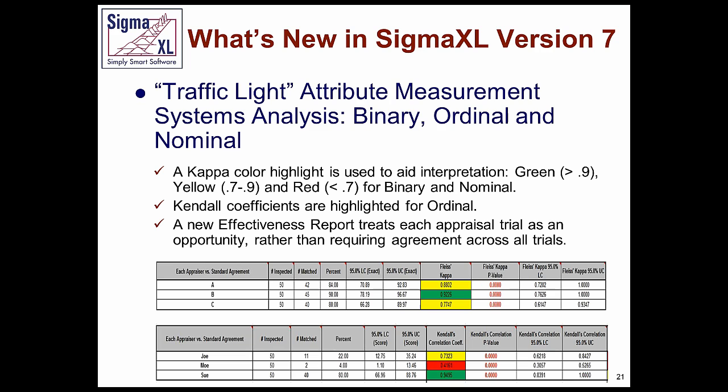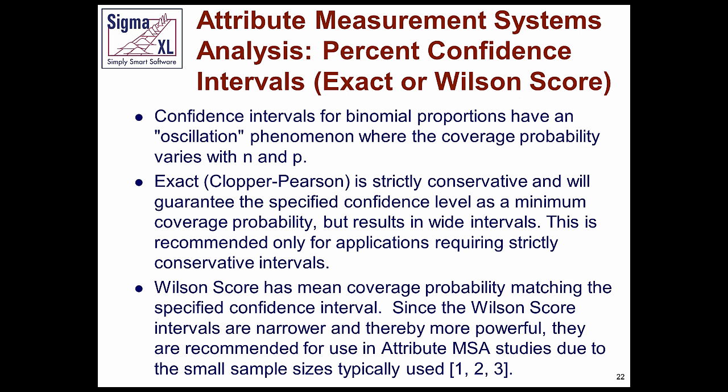So the coloring allows you to immediately see if a particular appraiser is a problem, or if it's a problem against the standard agreement and so forth. So whether it's a repeatability problem, a reproducibility problem, you can see that. We've added types of confidence intervals. Basically, in the templates of version 6.2, when you're doing a two-proportion test, we allow you to run an exact confidence interval or a Wilson score confidence interval.